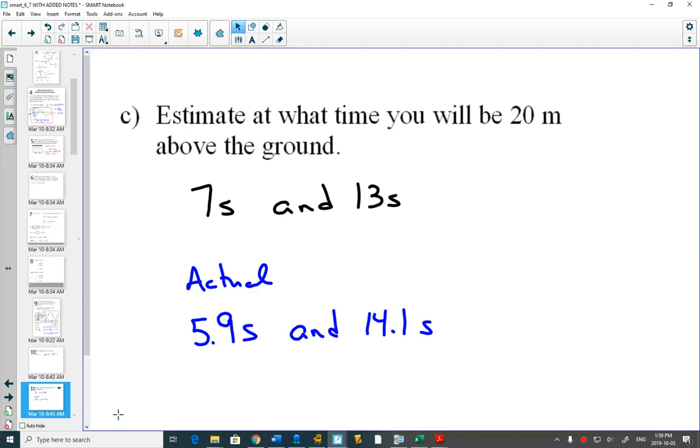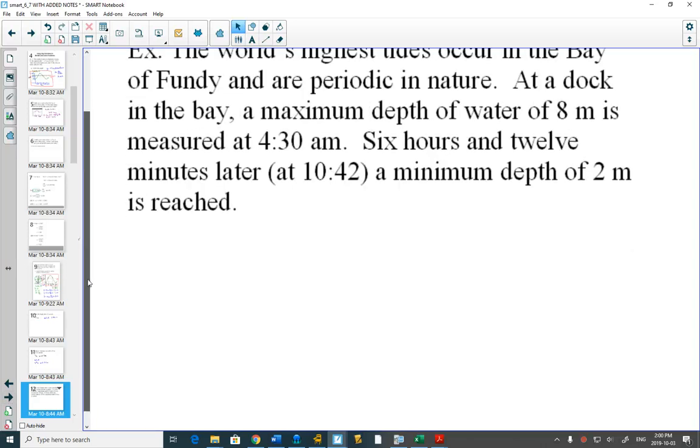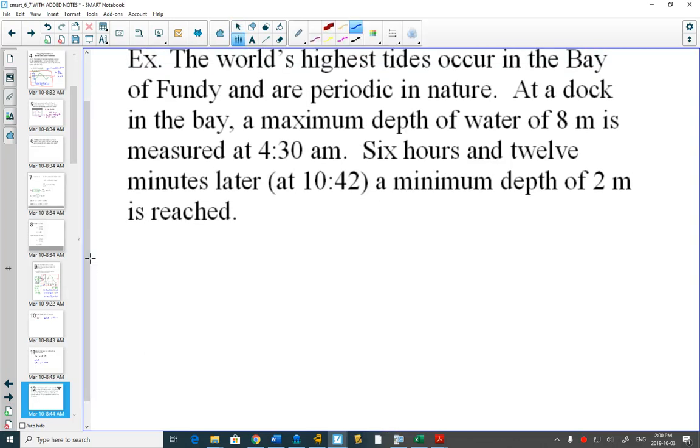One more example that we're going to do on our own, and then there's a couple for you to try. World's highest tides occur at the Bay of Fundy, and again, they're periodic in nature, so they can be graphed with sine and cosine. And this example shows you the minimum amount of data that they would have to show you in order to create the equation.